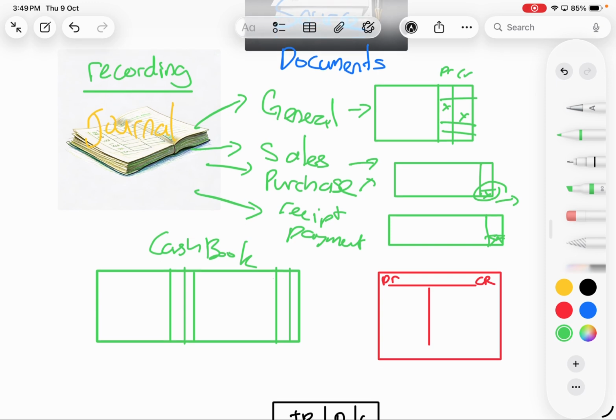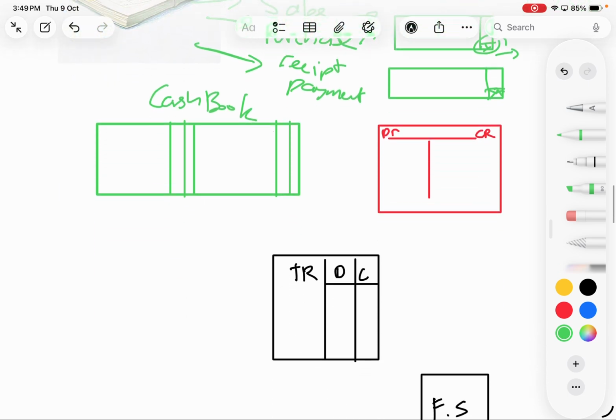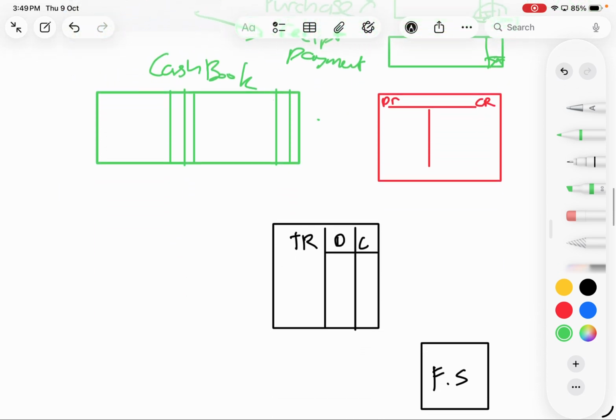Then you've got the prime journal book. And after all your records, what do you do next? What do you do after you record all the transactions? Transactions meaning the source documents. What do you do after that? You will post them to the ledger, right? So here is the ledger. Post them to the ledger.